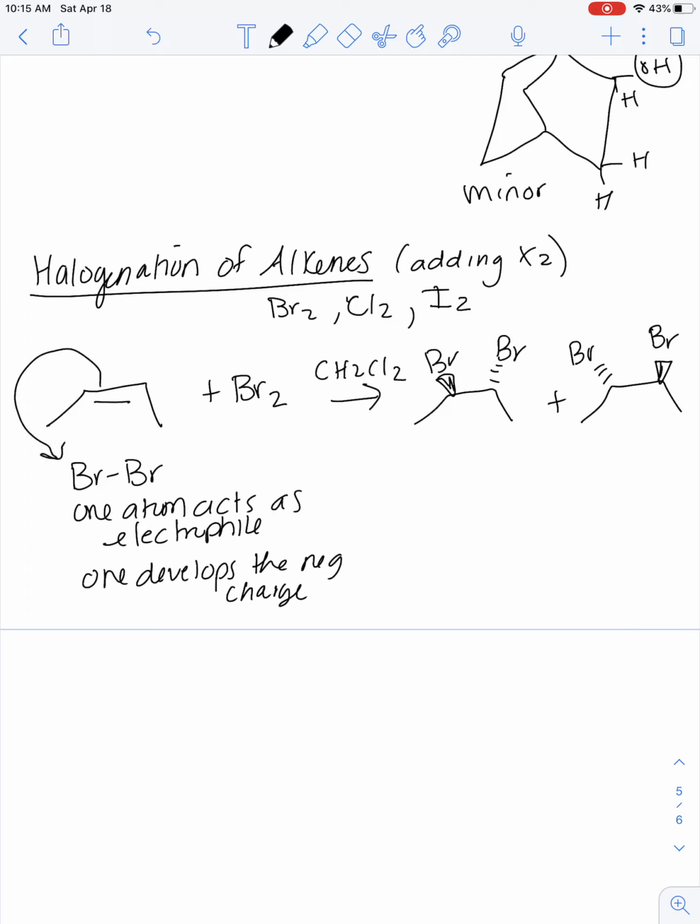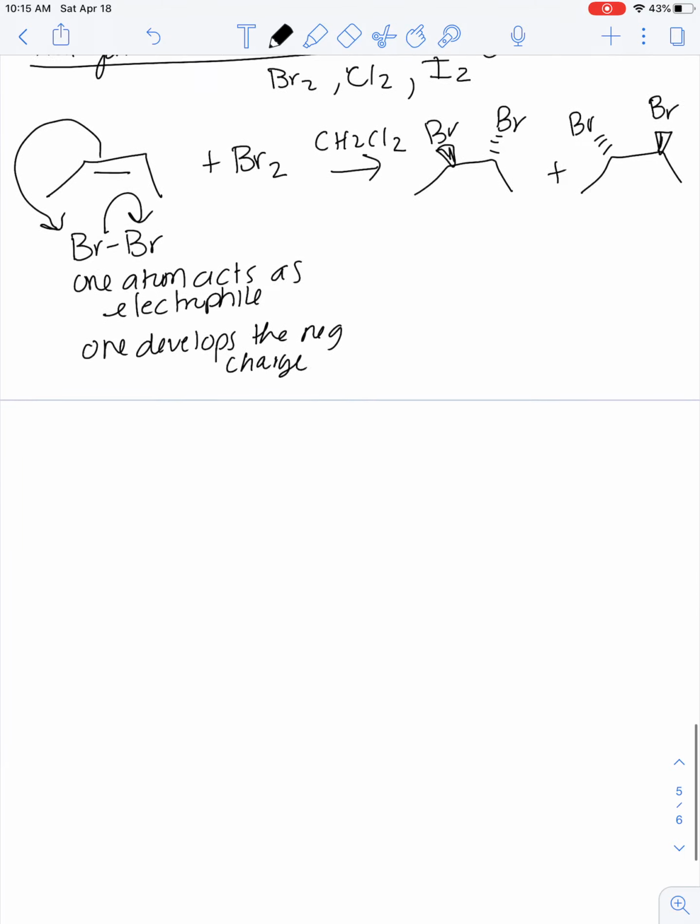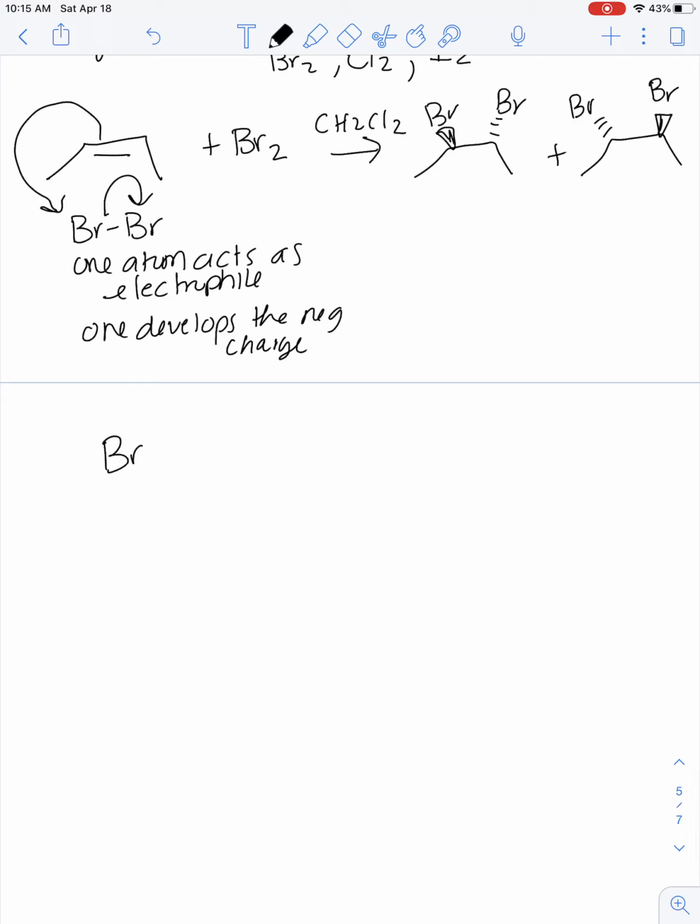So what's going to happen is we are going to have addition of bromine to one of the carbon atoms, and we're going to form this bromonium ion. Kind of the same idea as what we looked at with the mercury. So we have, again, our bromonium ion. So our Br minus would be in solution. And again, that halide, so it can be Cl minus, Br minus, I minus, it doesn't matter, is always going to attack the more substituted carbon atom.